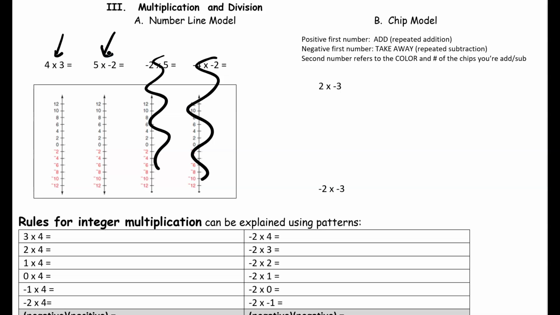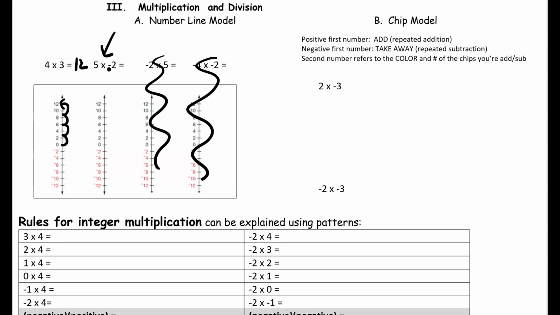times negative 2. So 4 times 3, what does that mean? You're starting at 0, and this means you have 4 groups of size 3. So it means you're going to go up to 3, and then you're going to go another 3, and then you're going to go another 3, and then you're going to go another 3, and you're going to land at 12. So you're going to go to 3 4 times.